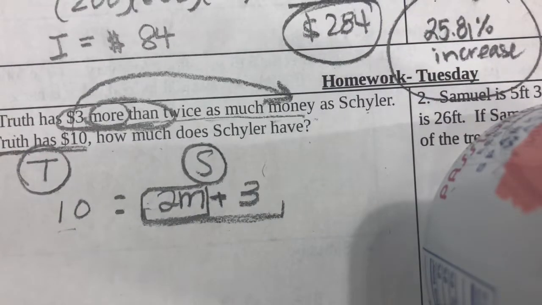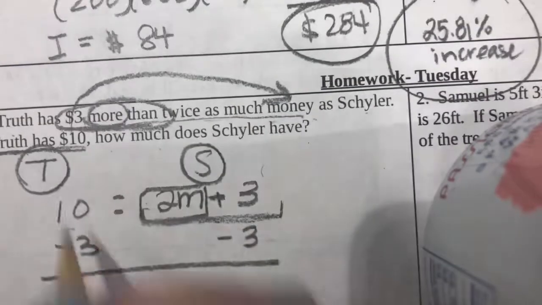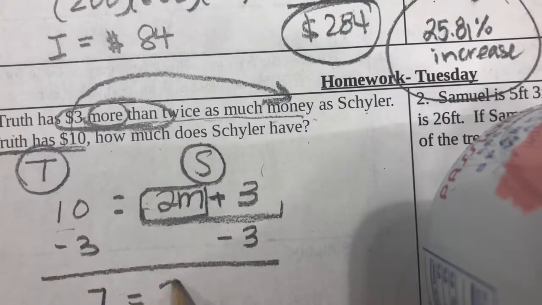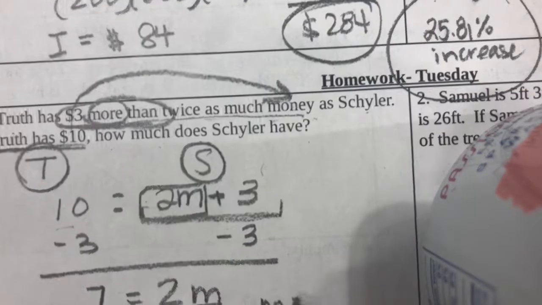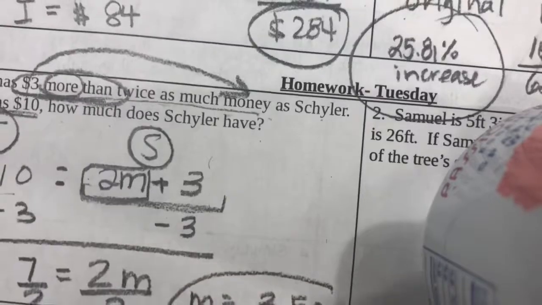And I just need to get rid of the plus 3 by subtracting 3 on both sides, which is going to give me a value of 7 equals 2m. I'll divide by 2 on each side. The value of m is $3.50. So Skylar has $3.50. Moving on.